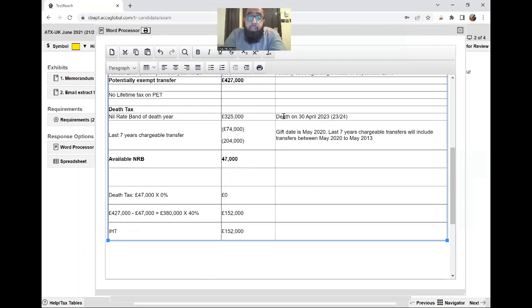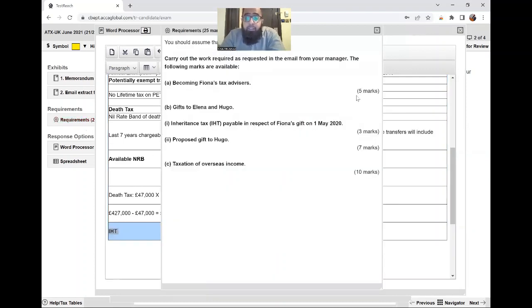No lifetime tax on PET, and then we talked about death tax, that the nil rate band was 325,000 for the death year. For the last 7-year chargeable transfers, there were 2 chargeable transfers between May 2013 and May 2020. This gave us the available NRB, and then we simply applied the death tax. Is it clear? So how many marks are done? 5 marks for becoming Fiona's tax advisor and 3 marks for simple IHT calculation.